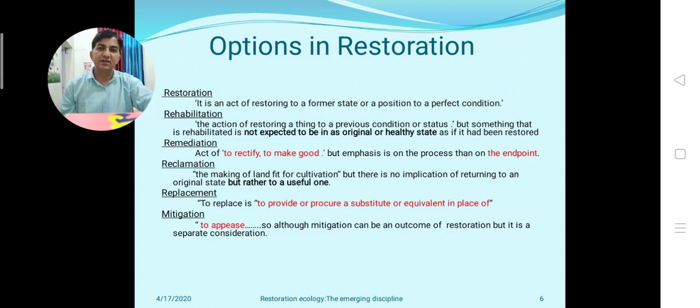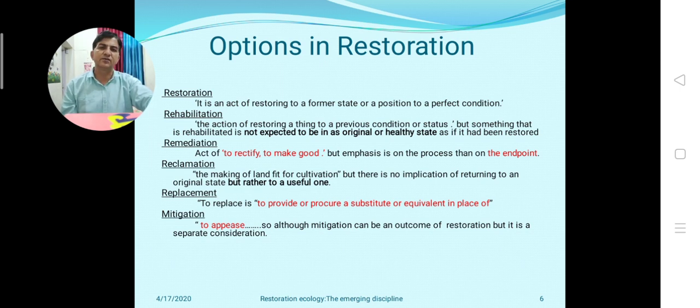Then, remediation, it's simply an act of rectifying, to make good. Here, the emphasis is on the process, not the end point. Then, reclamation, the making of land fit for cultivation.